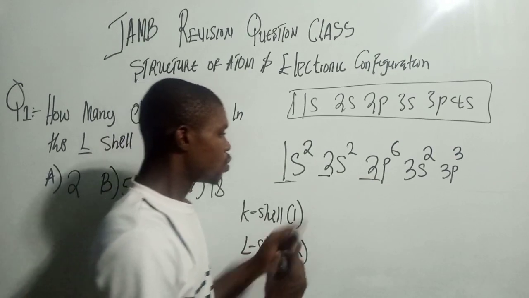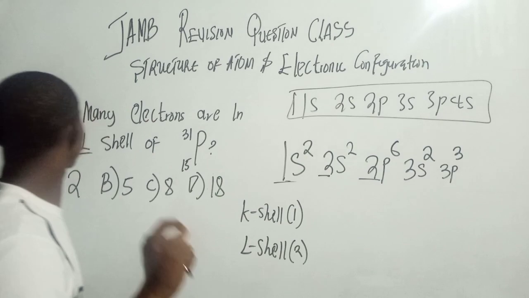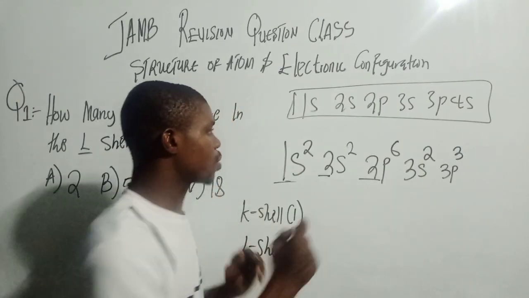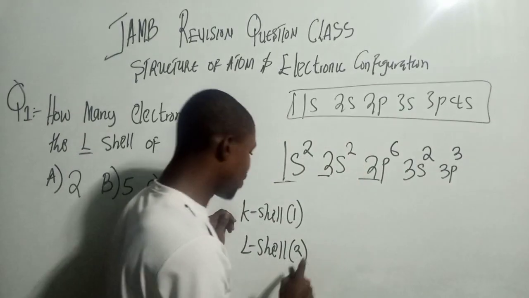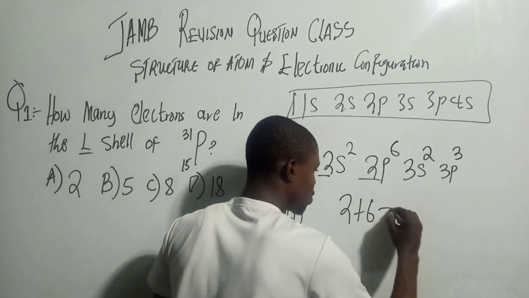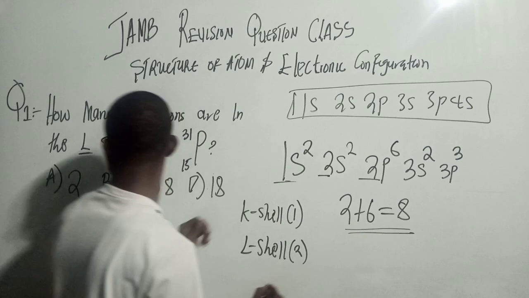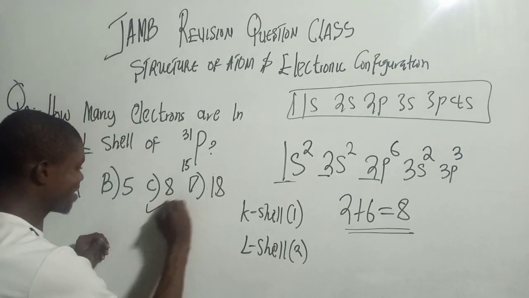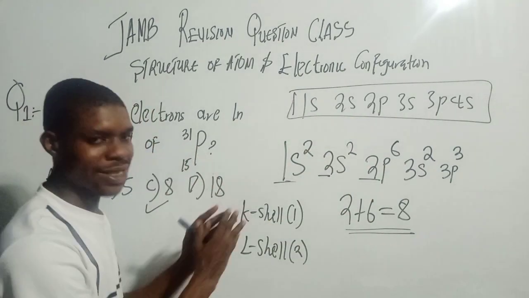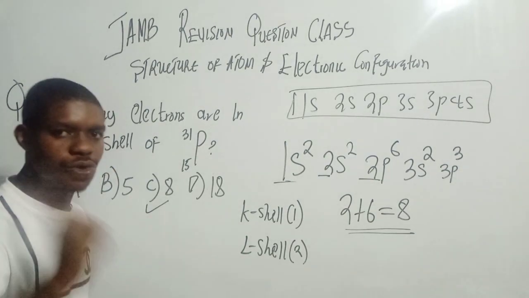And here we have 2s, 2p. Do you get that? They're asking how many electrons are in the L shell? What I'm going to do here is sum these electrons that were in the second energy level. So it will be 2 plus 6, which is 8. So the answer is C. Do you get that? Now, there are a lot of questions you can use this one to answer, but let's stop here based on this question. Now let's look at question 2.